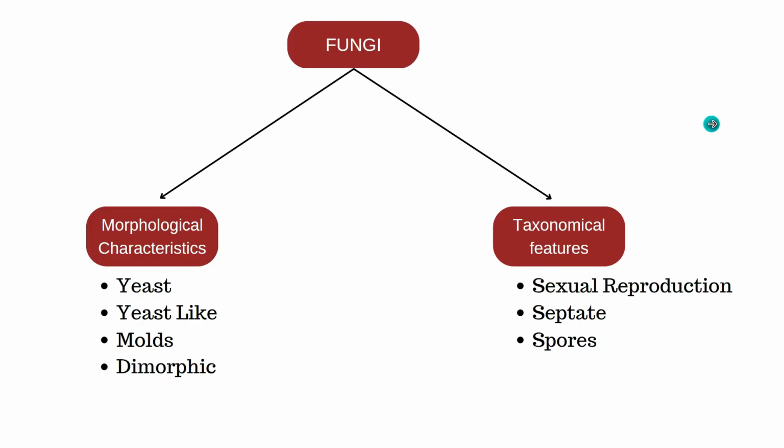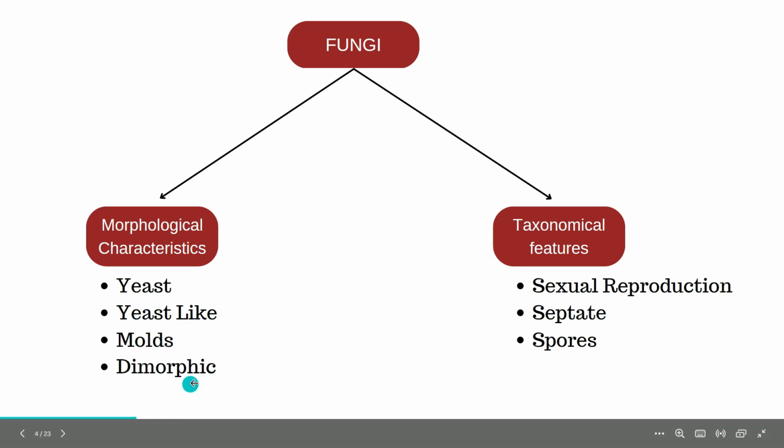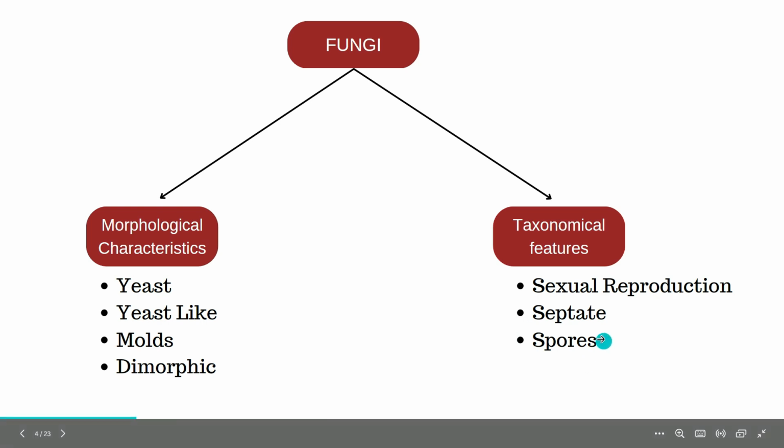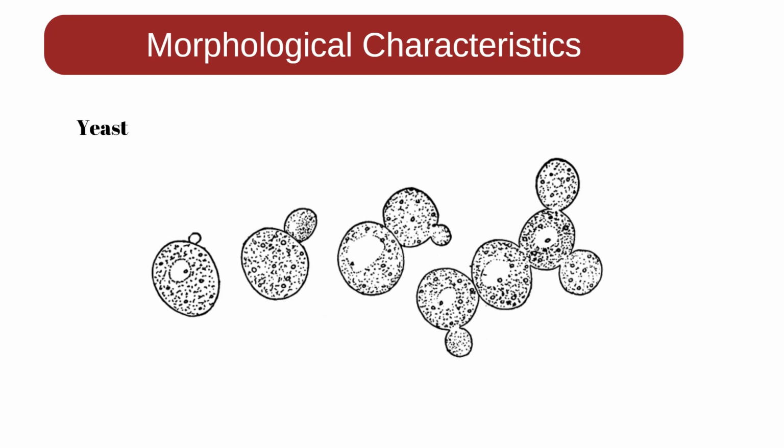So fungi can be classified based on the morphological characteristics and taxonomical features. The morphological characteristics are yeast-like fungi, molds, dimorphic fungi. Whereas taxonomical features are fungi can be classified based on sexual reproduction, based on septate, and based on the type of spores they produce for reproduction. Moving on to the morphological characteristics, yeast.